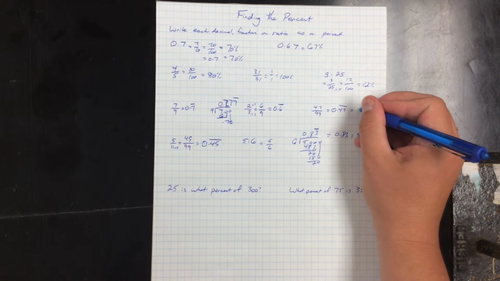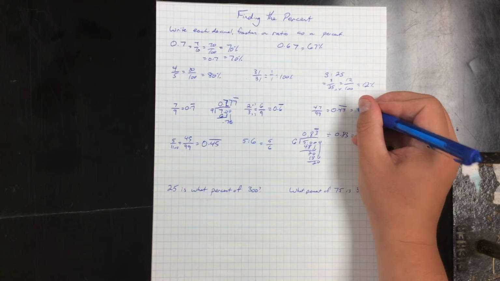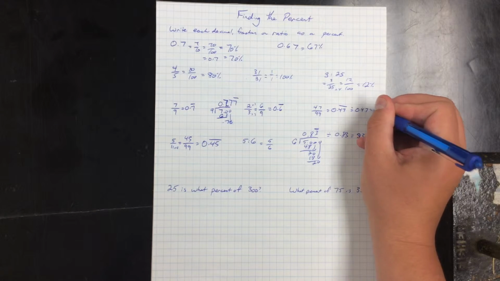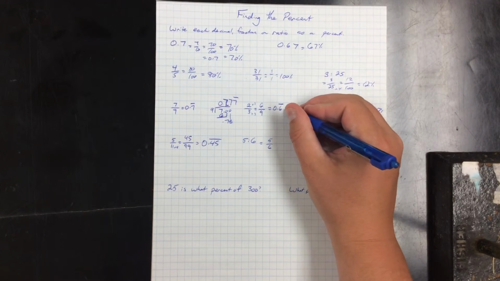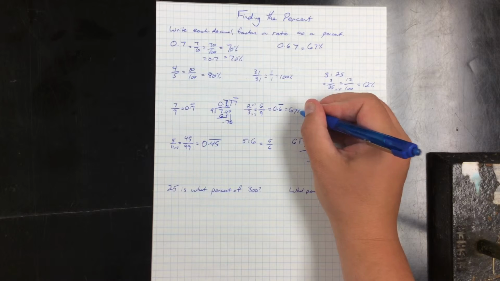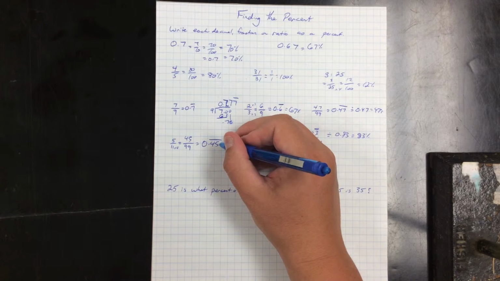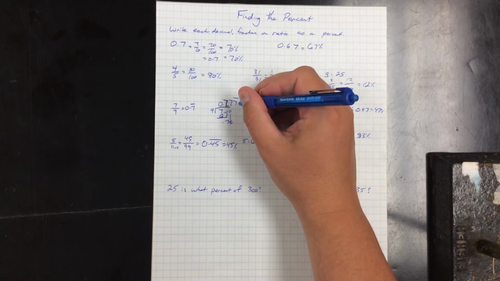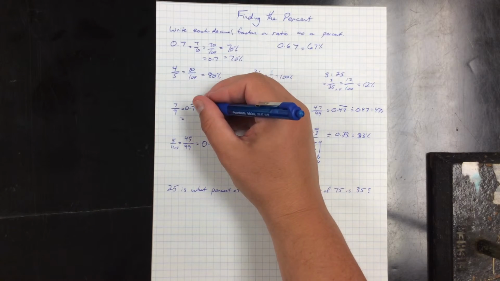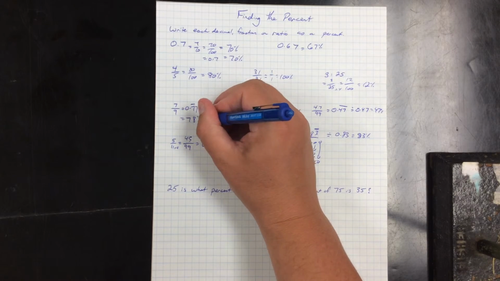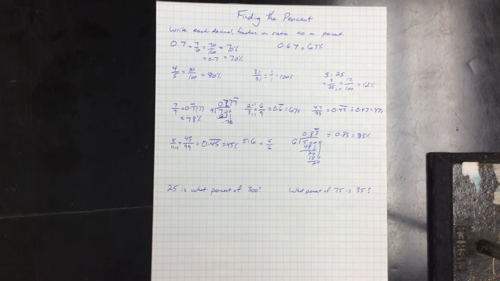So this repeating would be about, so rounding would be 0.47, so 47%, 0.67, so 67%, 0.45 repeating, so 45% when I do some rounding, and this is 0.7777 is going to be the same as about 78% when I do some rounding.